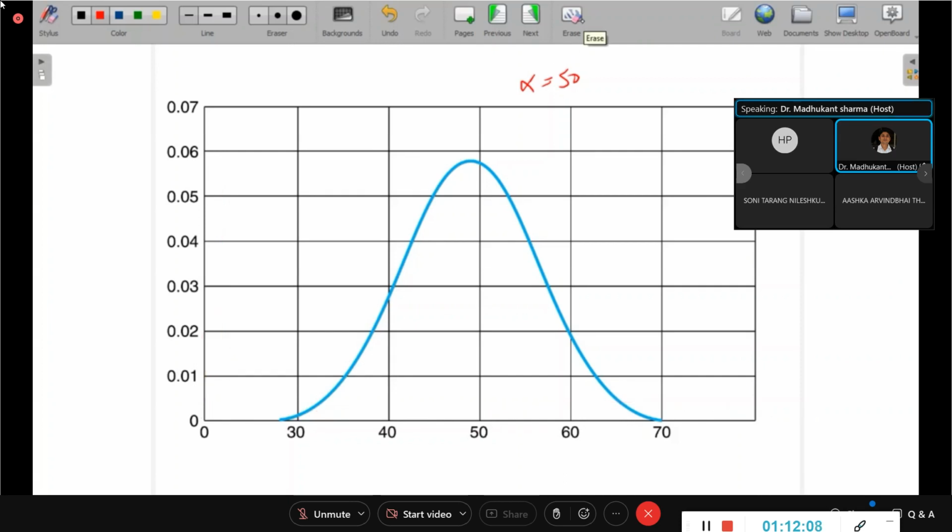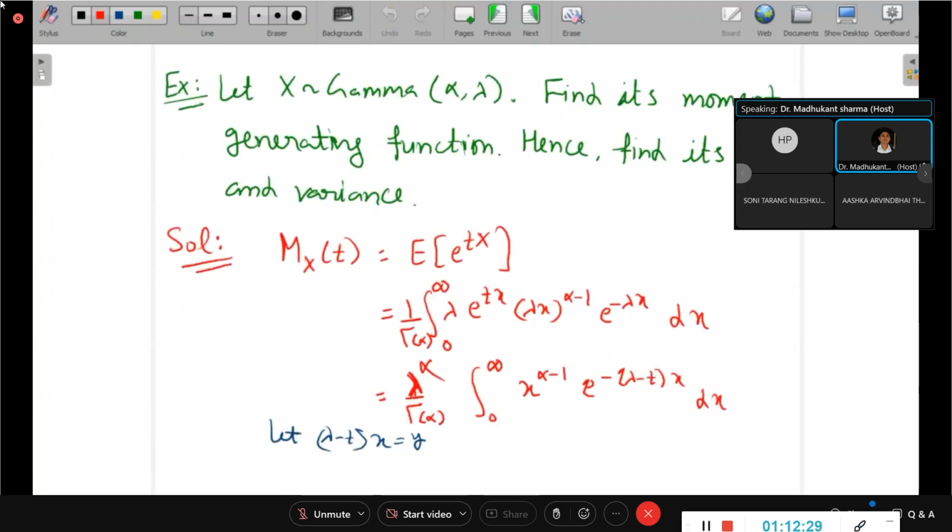Now see, for the gamma distribution, you already identified the moment generating function, and you know it is very easy to identify the nth moment by differentiating it. You can find out its mean and its variance easily. So that I can leave as an exercise to you. Again, it will involve the mathematics here.